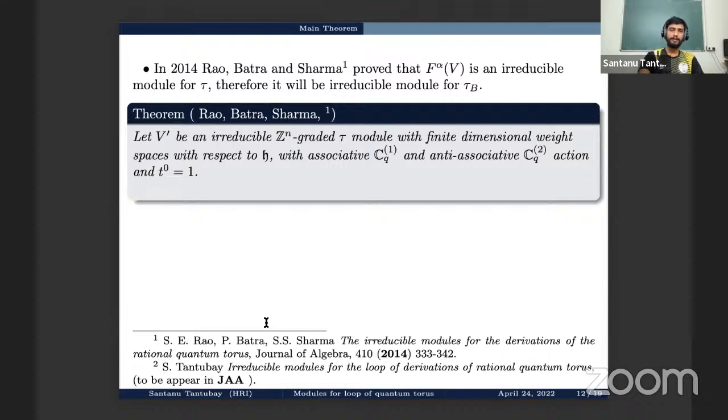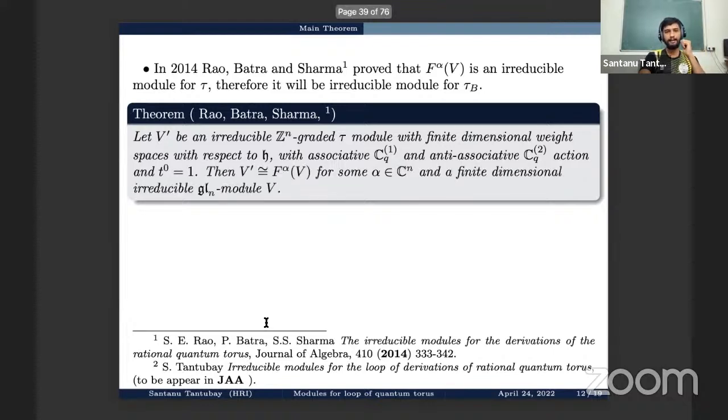And in the same paper, they proved that if you take an irreducible Z^n graded tau module V prime, finite dimensional with weight spaces with respect to the maximal abelian subalgebra H, on which CQ1 acts associatively, CQ2 acts anti-associatively and T0 acts as identity, then V prime should be isomorphic to F alpha V for some alpha in C^n and finite dimensional irreducible GL_N module V. So in this work, we generalize this result for tau V.